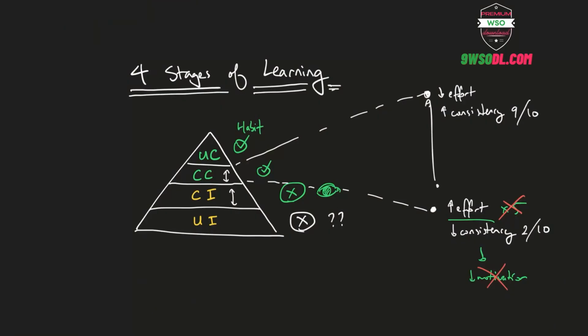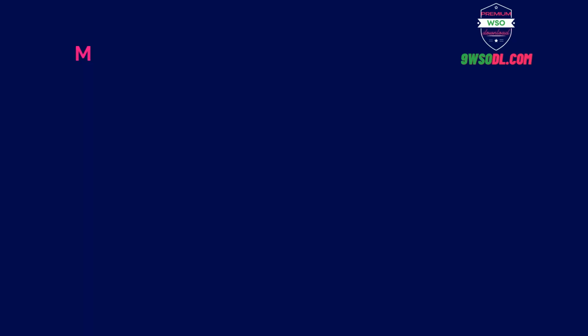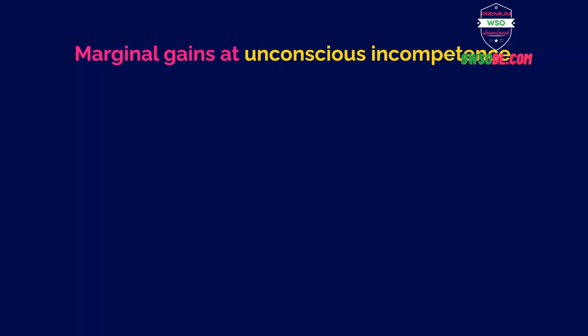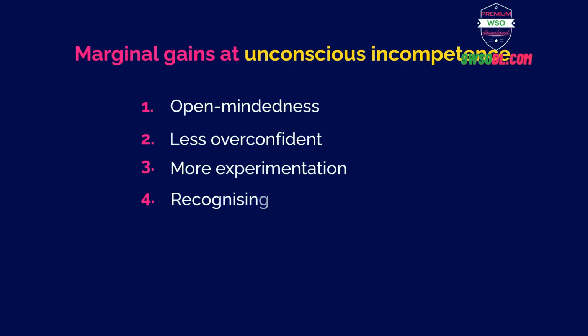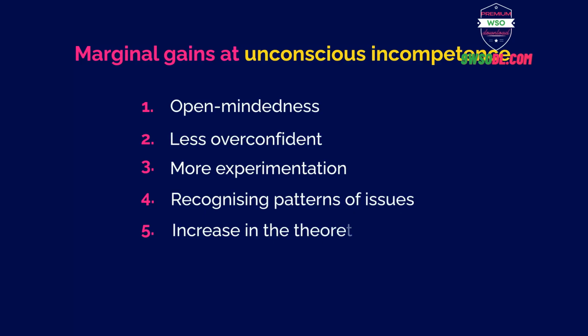The marginal gain when you are at unconscious incompetence is related to the things that get you closer to conscious incompetence. So those marginal gains would involve becoming more open-minded, being less overconfident, being more willing to experiment, starting to recognize patterns of issues, starting to learn a little bit more about the theory of how to do it correctly versus incorrectly. A lot of the time in the videos in these lessons, all I'm doing is taking you to the point of conscious incompetence.